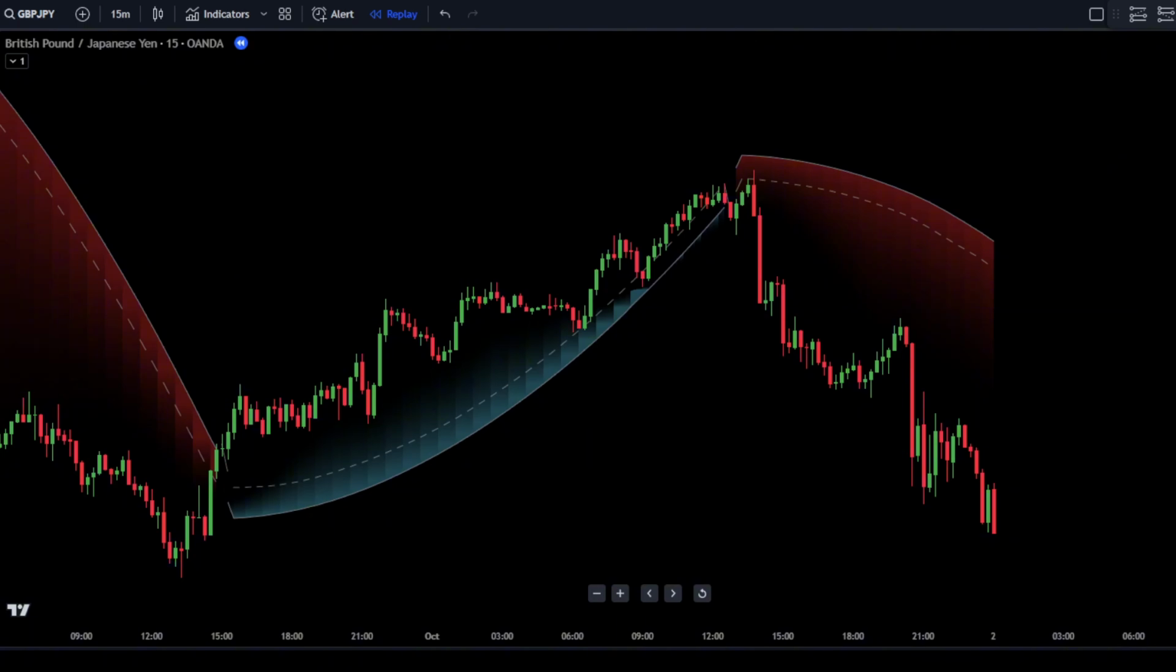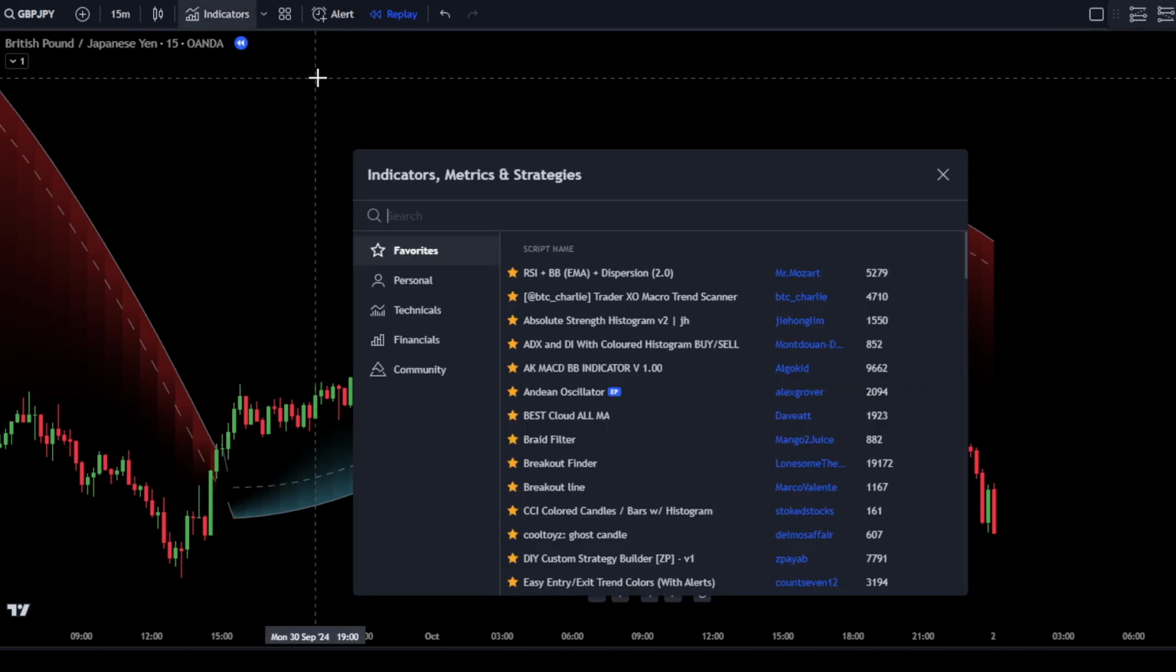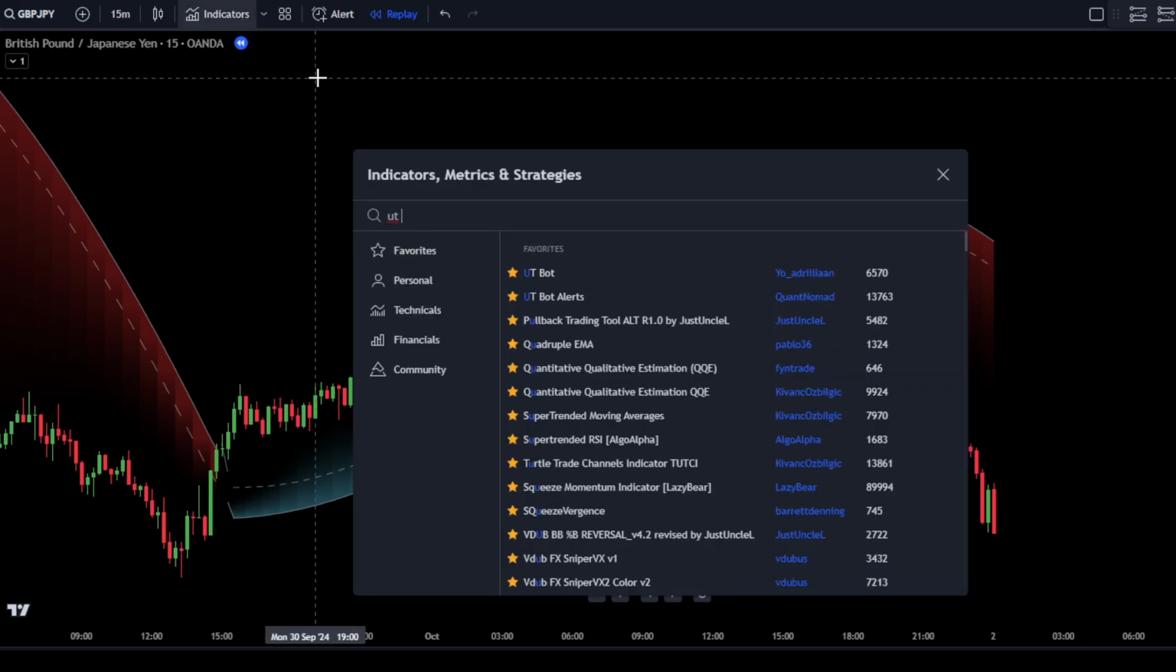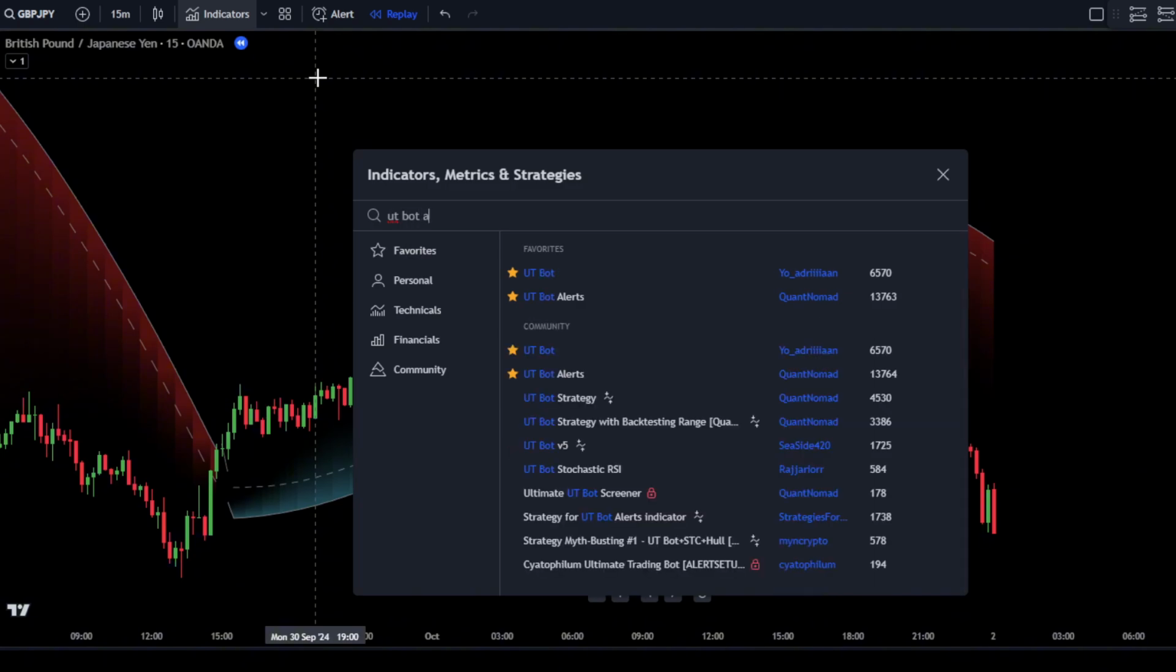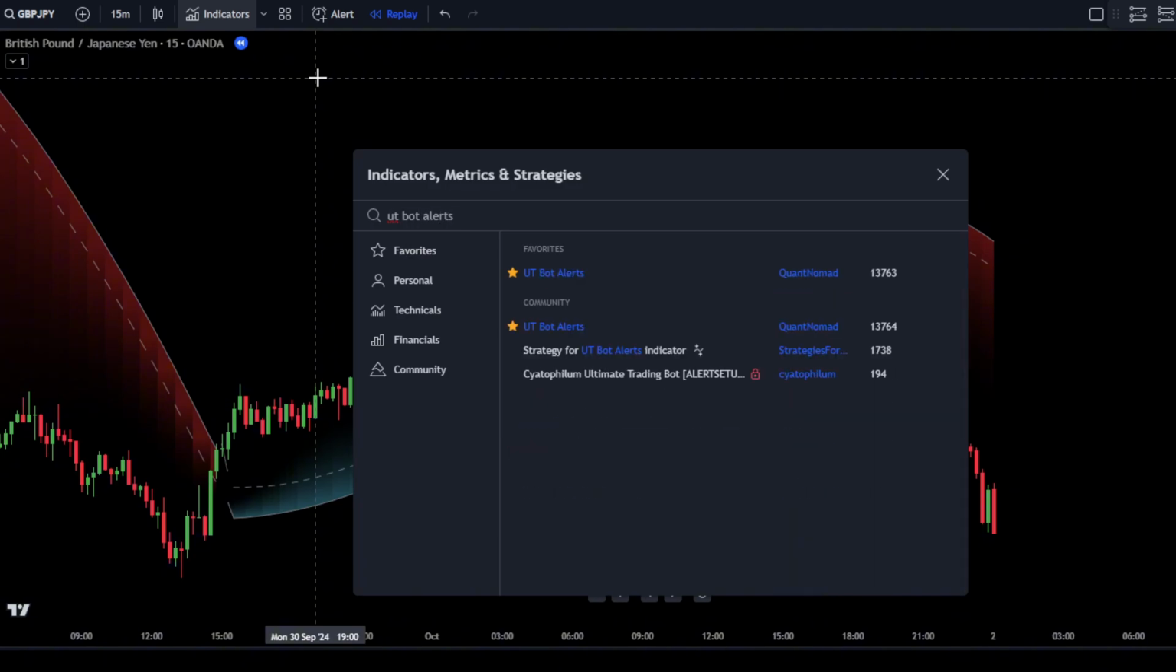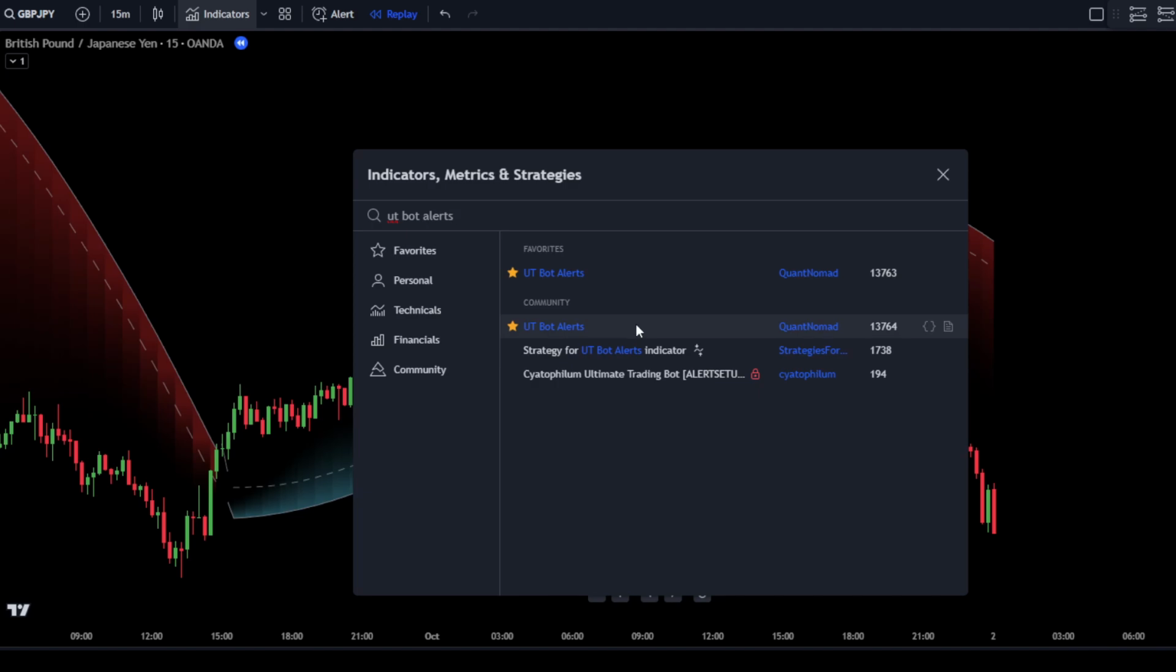Now, let's add the second indicator, which will serve as a guide for placing orders in the market. Go to the Search Indicator tab and type in UT Bot Alerts. Then, simply select the UT Bot Alerts indicator from QuantNomad.